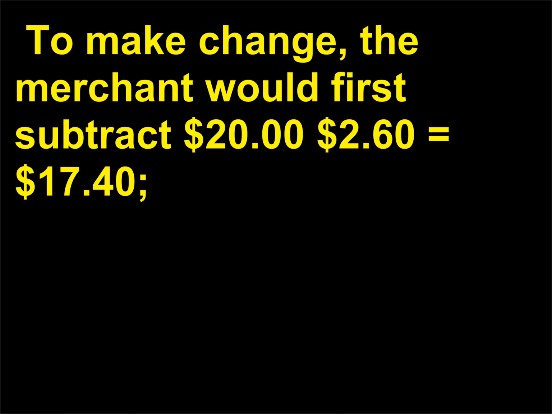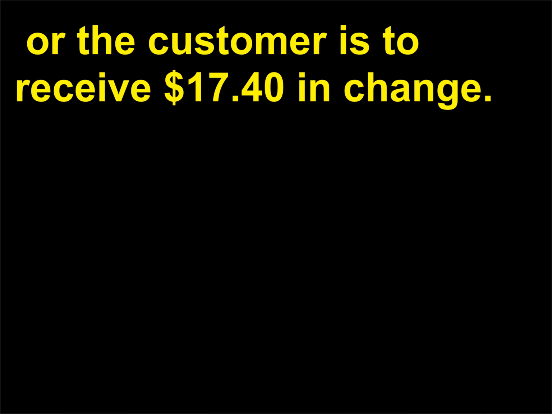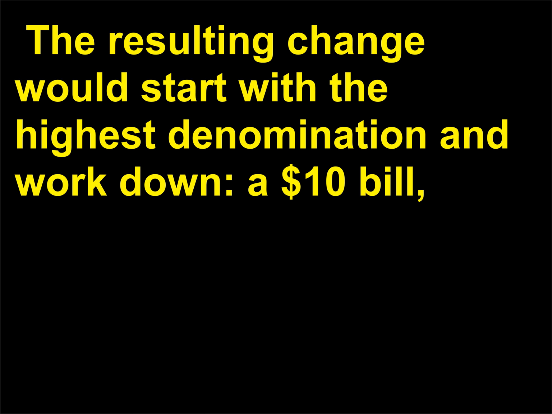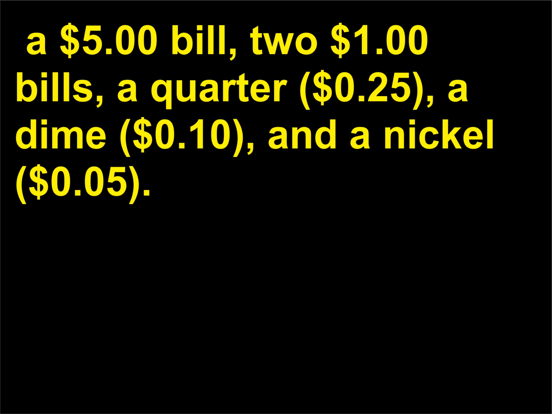To make change, the merchant would first subtract $20 - $2.60 equals $17.40. Or the customer is to receive $17.40 in change. The resulting change would start with the highest denomination and work down: a $10 bill, a $5 bill, 2 $1 bills, a quarter, 25 cents, a dime, 10 cents, and a nickel, 5 cents.